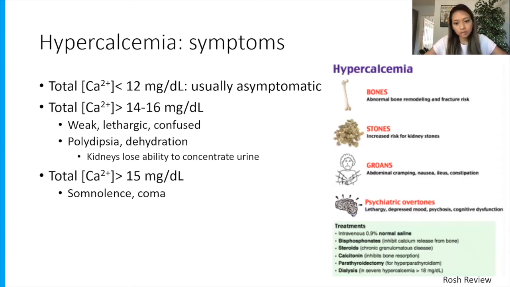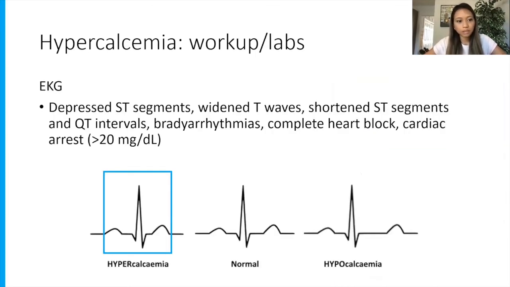Symptoms, this is from Rosh Review. This is a question bank for emergency medicine. It's really great. Bones, stones, groans, and psychiatric overtones is a mnemonic that we commonly hear. So for EKG changes, you'll see depressed ST segments, widened T waves and QT intervals, and bradyarrhythmias.